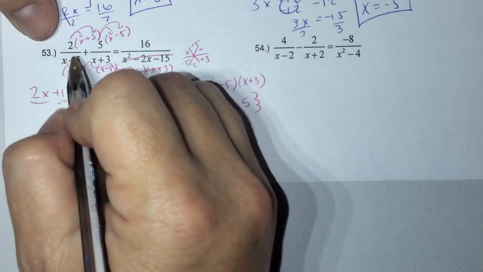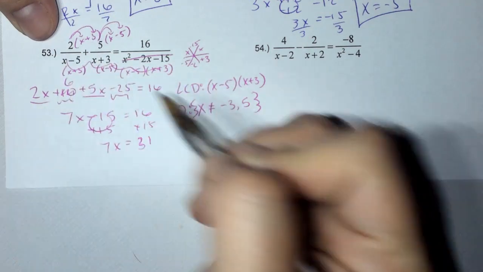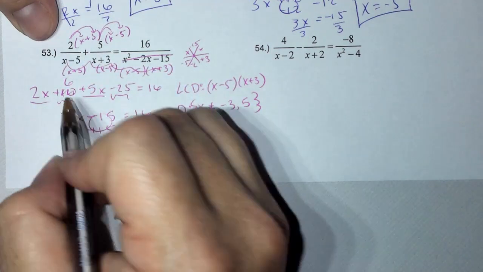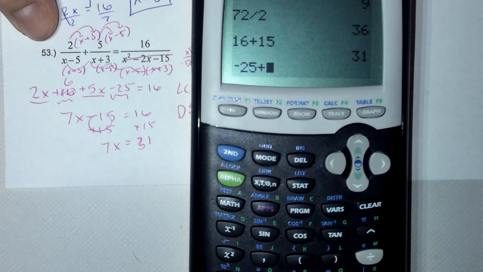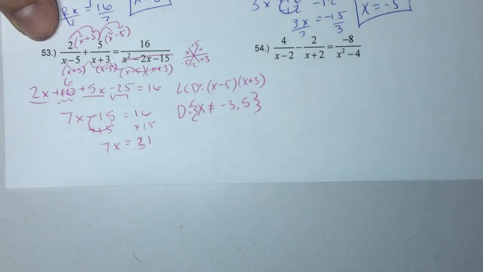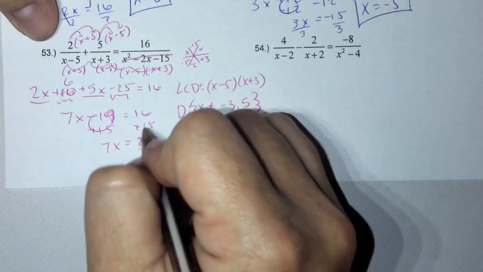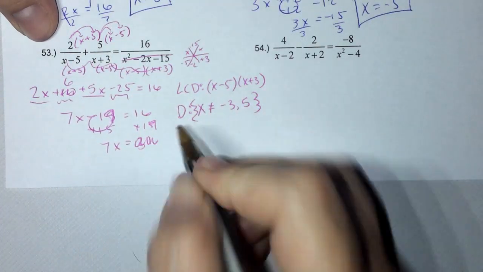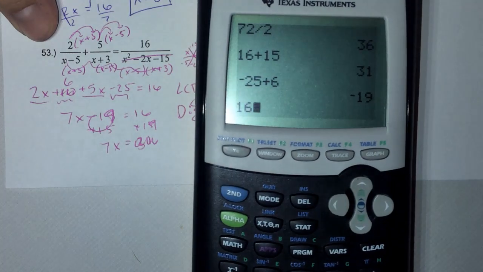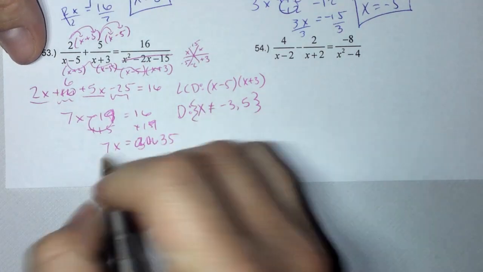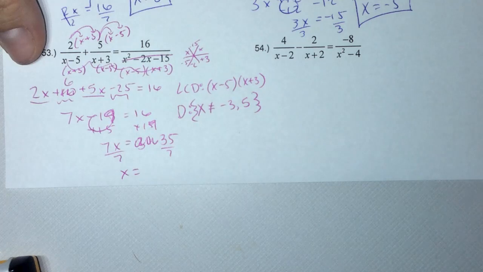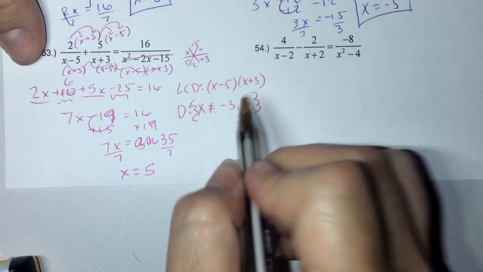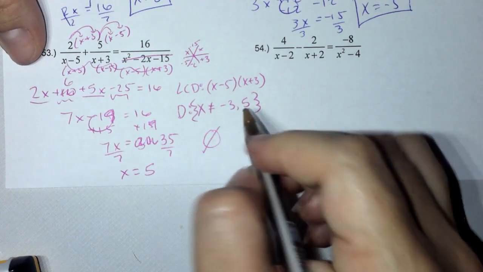I did math wrong. 2 times 3 is 6. That's not a 5. So then negative 25 plus 6 is negative 19. So add 19, and I get 16 plus 19 is 35. Divide by 7, divide by 7, I get x equals 5. But x cannot equal 5, so this is no solution.